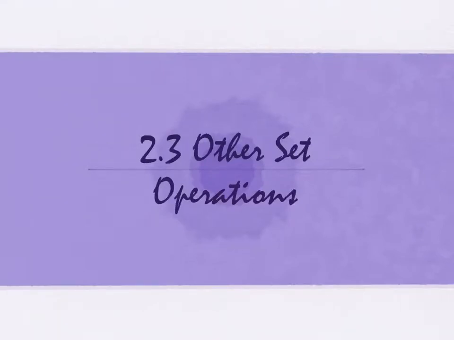Today we're going to take a look at section 2.3, and we are looking at operations. The operation that we have seen so far is complement, right? It's saying everything outside the circle that's inside the rectangle universal set. That was our first operation.